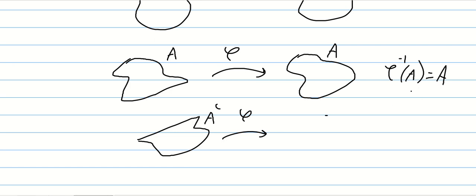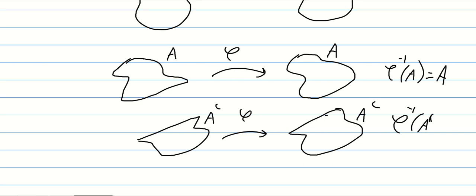So pre-images are well behaved with complements. That's why you can define the pullback. So this means that the A complement is also invariant. So if you end up in A complement, of course you do not end up in A, so you're not here, so you are in A complement. And if you are in A complement, you're not here, so you don't end up in A, so you end up in A complement. So these two are equalities.